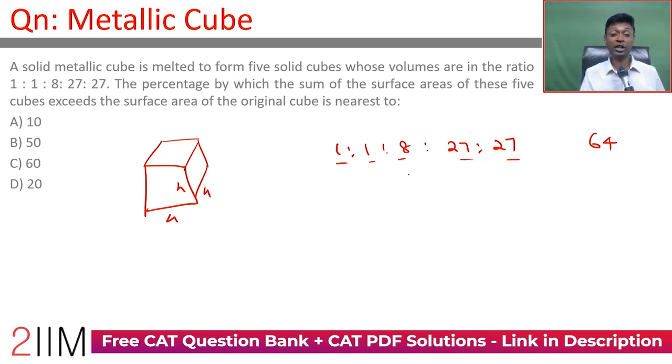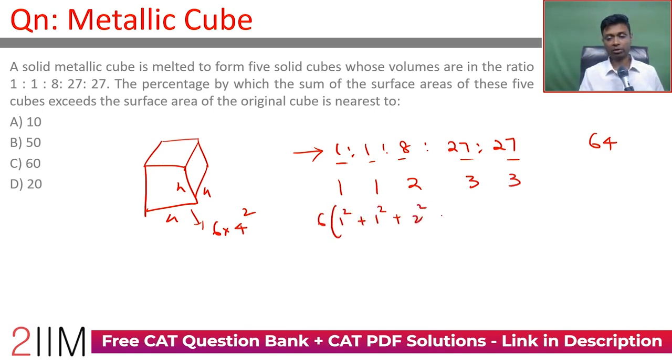And the percentage by which the sum of the surface areas of these 5 cubes exceeds the surface area of the original cube is nearest to. Original cube has area 6 into 4 square. These are the 5 small cubes. They will have sides of the cube equal to 1, 1, 2, 3, 3. So area would be 6 into 1 square plus 1 square plus 2 square plus 3 square plus 3 square. So from 6 into 4 square, it goes to this.